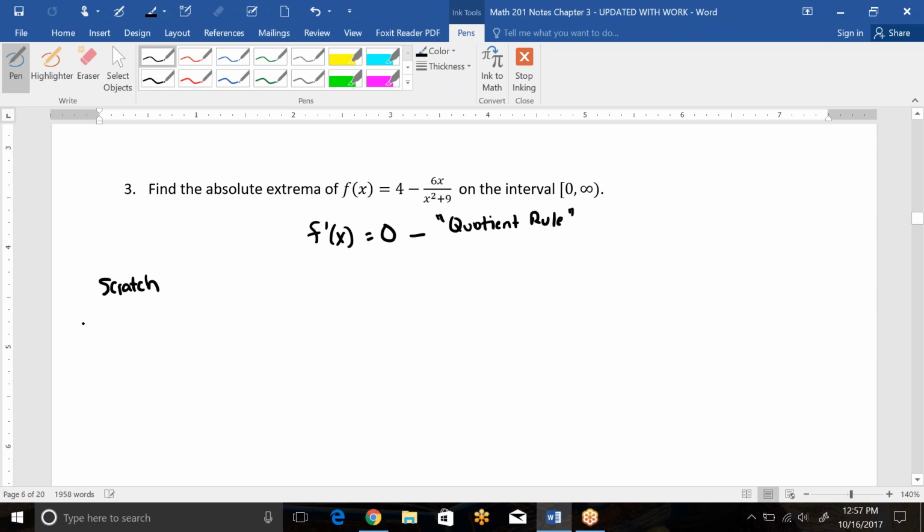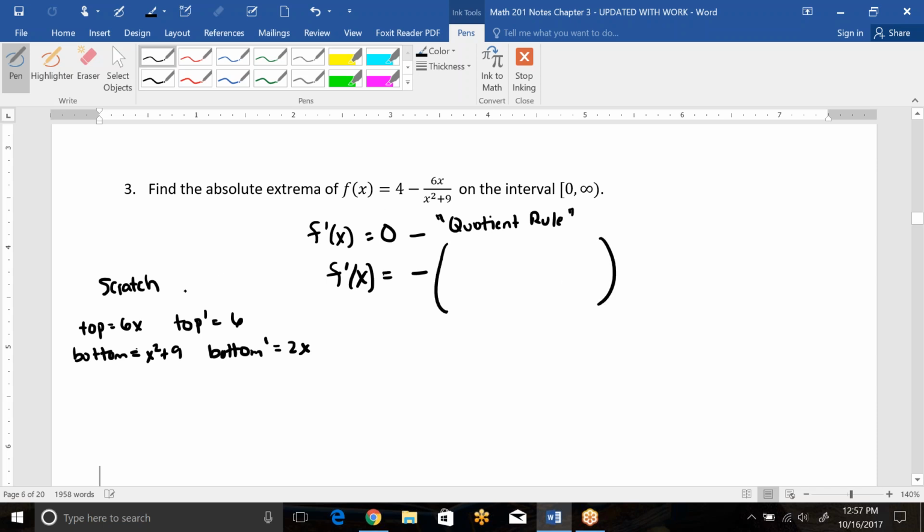I'm going to let my top part be 6x, so the top derivative, or top prime, would just be 6. The bottom is x squared plus 9, so the bottom's derivative would be just 2x. Remember for the quotient rule, we still have this minus in front. The 0 doesn't really count. But we do have the derivative of the top, so that's 6 times the bottom, minus the top function times the derivative of the bottom, all over the bottom squared.